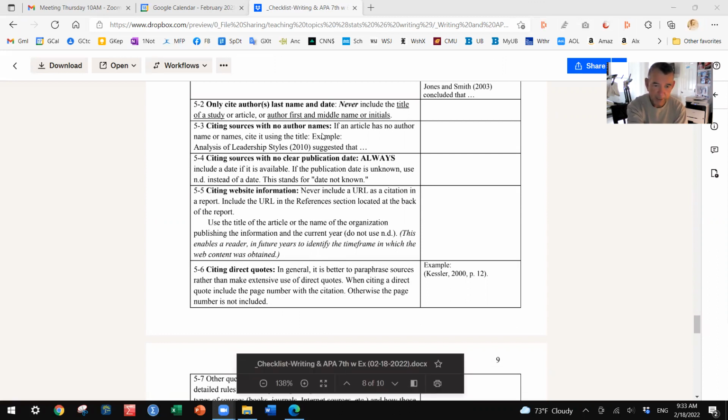Last name and date. Cite sources with no author names. If the article has no author name, cite it using the title. Example: Analysis of Leadership Styles, 2010, suggested that, because there's no author name on that paper.